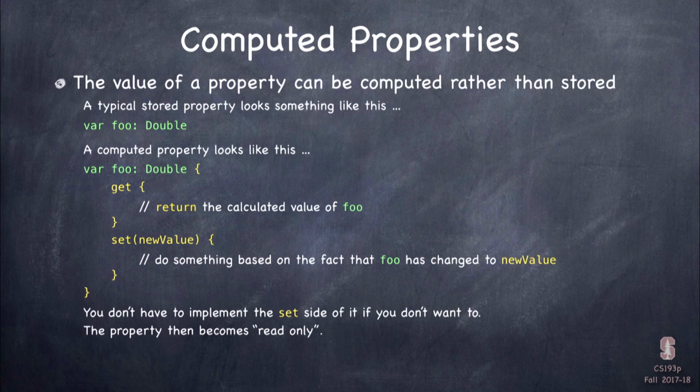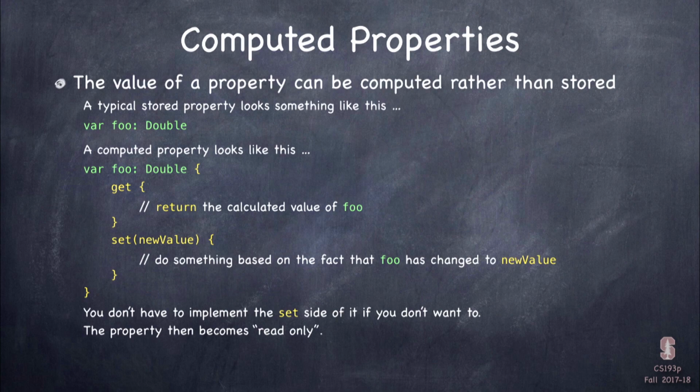Now, the set part, the set newValue part, is optional. So you can have computed properties that are only get. We call those read-only computed properties. You can't have ones that are only set. You can have get only, but not set only. If you had set only, you'd make a function, set whatever. You wouldn't use a var like that.